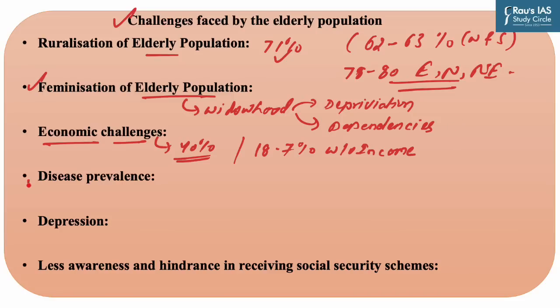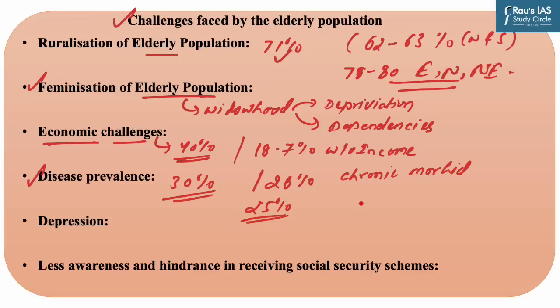Another challenge lies in disease prevalence. Over 30% of elderly women and 28% of men suffered from one chronic morbid condition, and nearly one fourth, that is 25%, suffered from more than two morbid conditions. With increasing age, the share of such conditions gradually increases. Another challenge lies in depression. Mental illness arising from senility, showing poor mental ability because of old age, and neurosis.